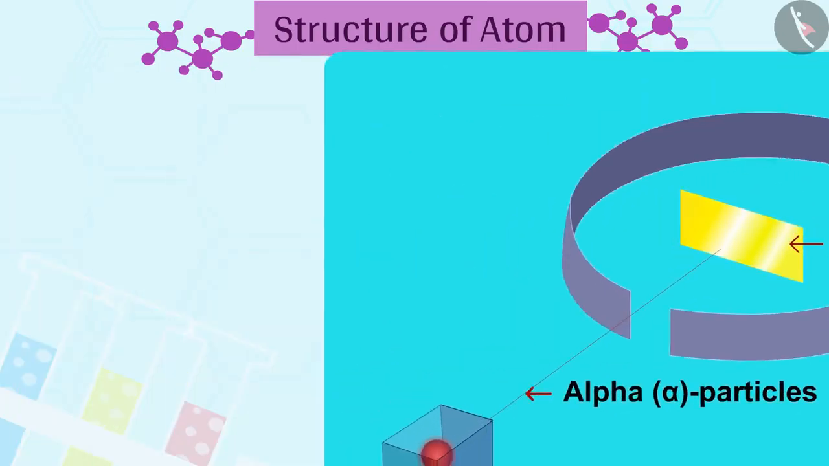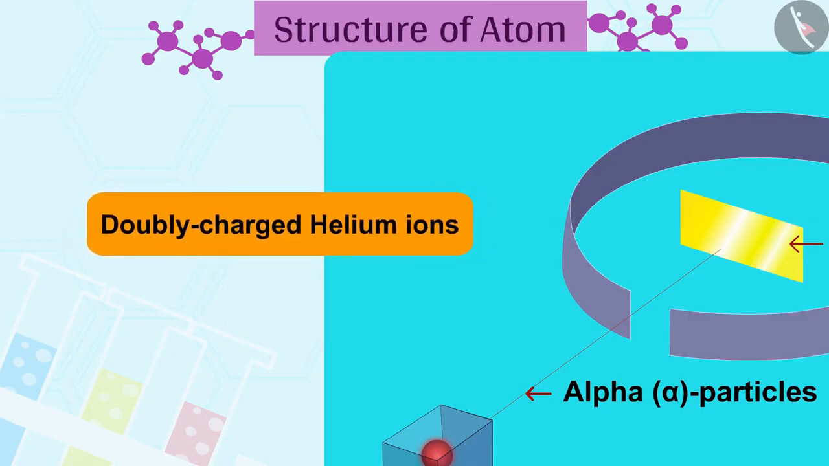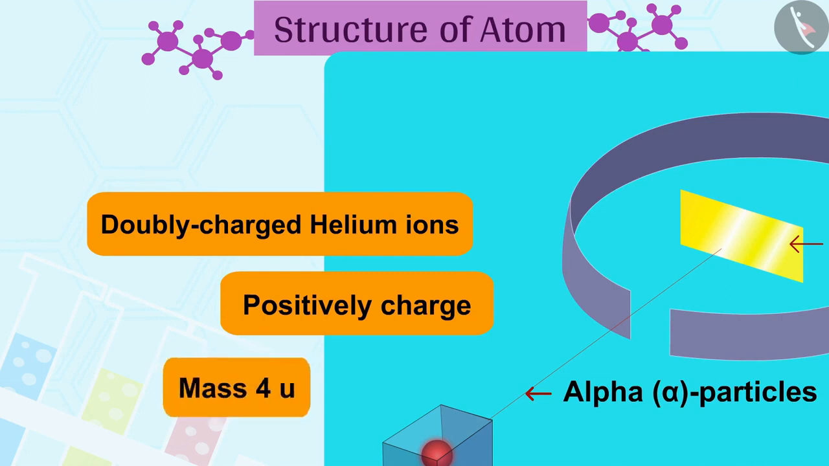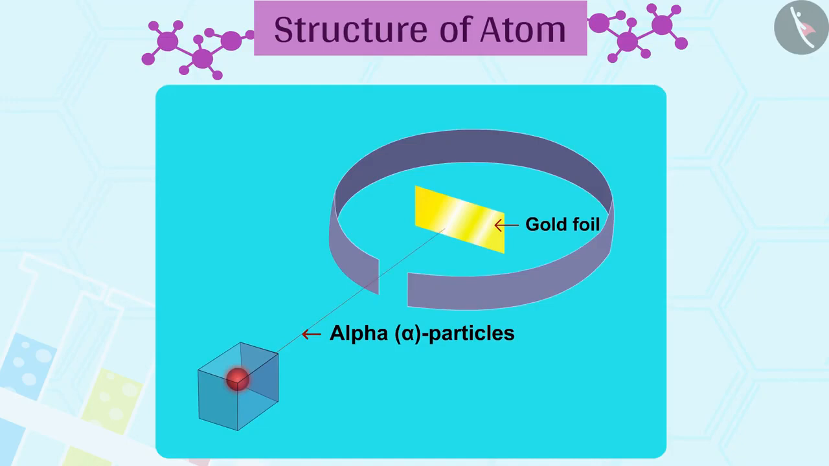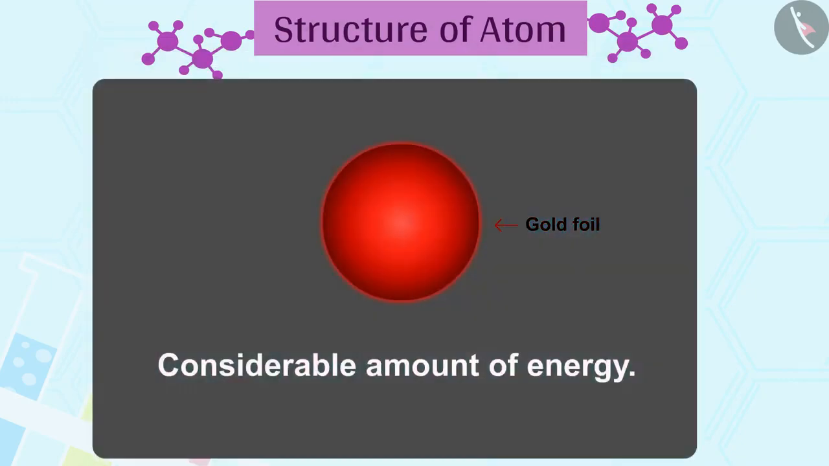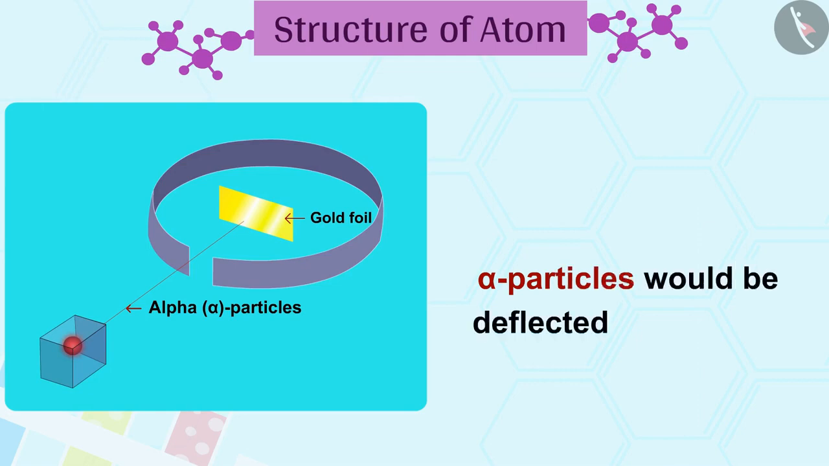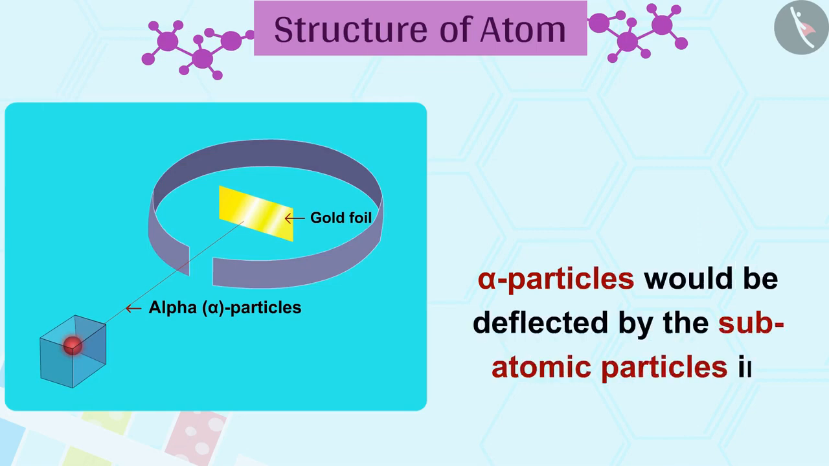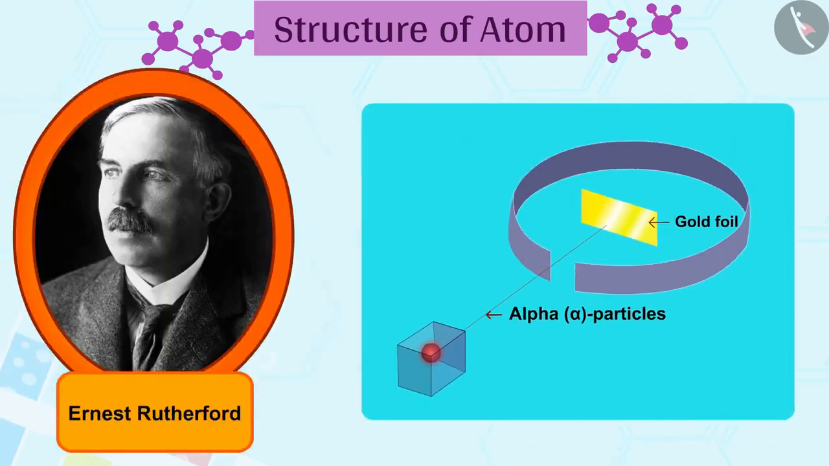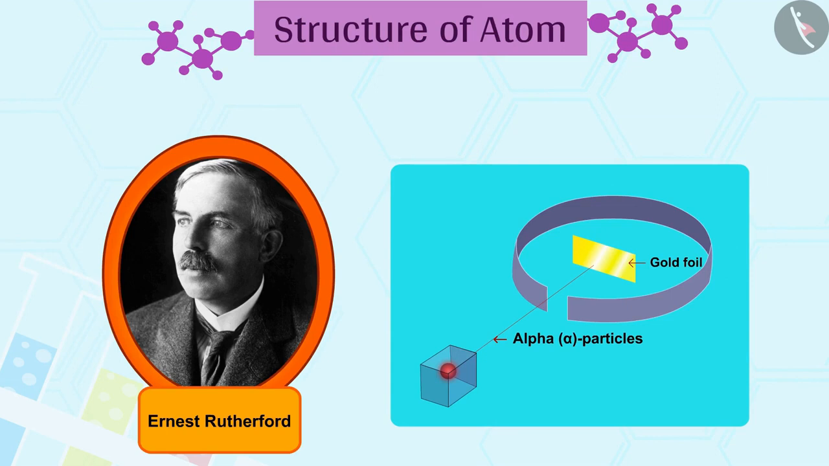2. Alpha particles are doubly charged helium ions, and they are positively charged. And since they have a mass of 4 u, the fast-moving alpha particles have a considerable amount of energy. 3. It was expected that alpha particles would be deflected by the subatomic particles in the gold atoms. Since the alpha particles were much heavier than the protons, he did not expect to see large deflections.